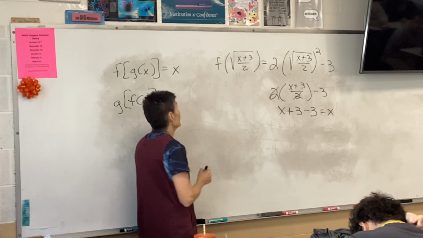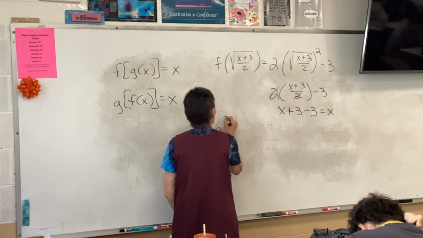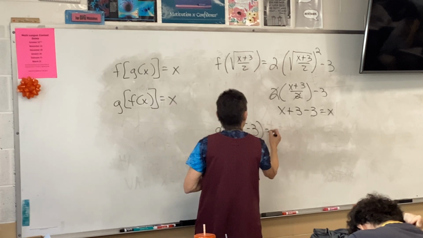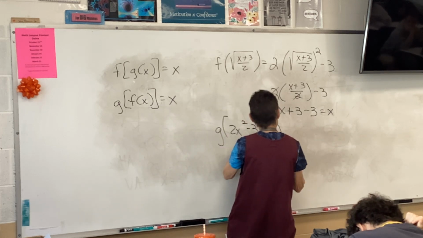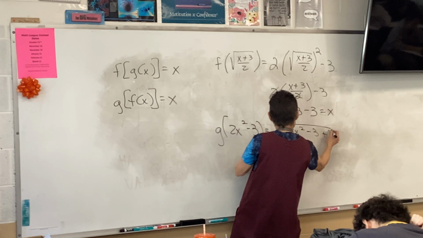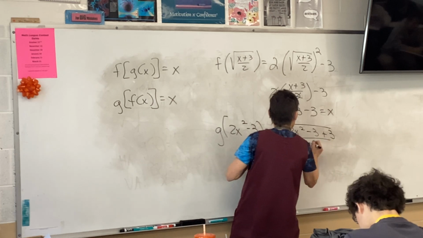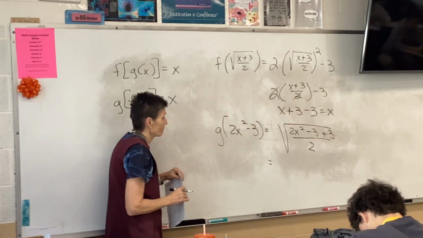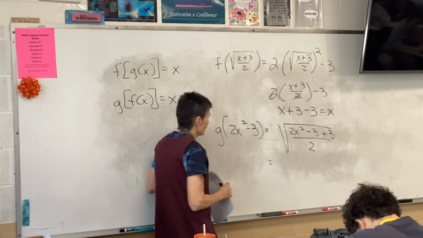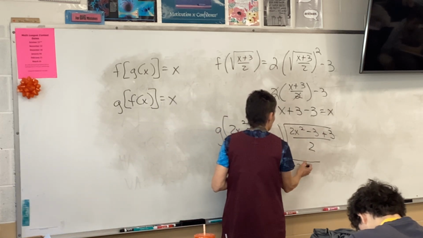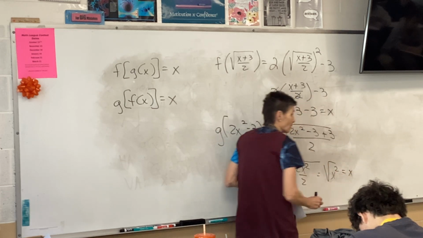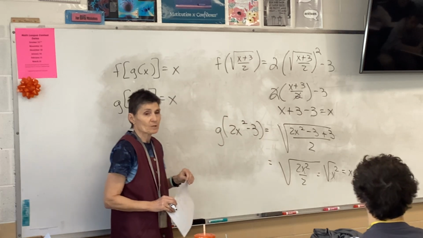Okay. Now I'm gonna go the other way, so I'm gonna find g of f, which means the square root of 2x squared minus 3 plus 3 over 2. Won't that be 2x squared over 2? Does that work? So I just proved they're inverses.